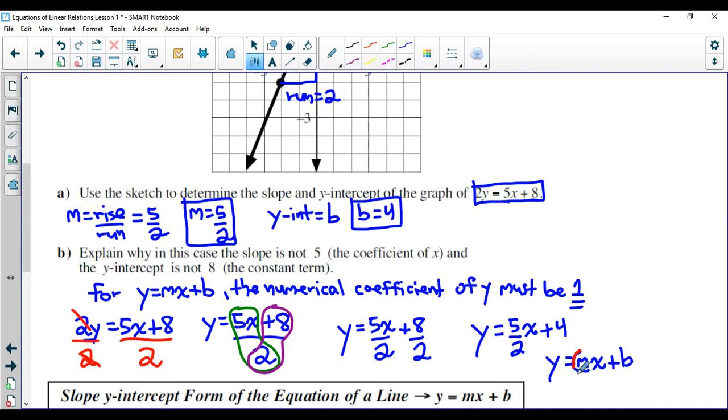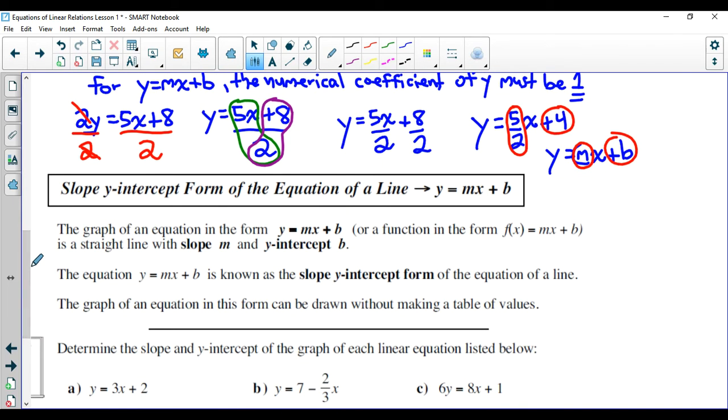So what's the value of m? It's the value beside the x, which is 5 over 2. And that matches the slope I calculated from the graph. What's the value of the constant term? Well, that's the y-intercept, which is the same y-intercept we initially calculated. So as long as you take that equation and just isolate for y, get it into the form y equals mx plus b, then the coefficient beside the x is the slope, and the constant term would be the y-intercept. But you have to have that variable y isolated.